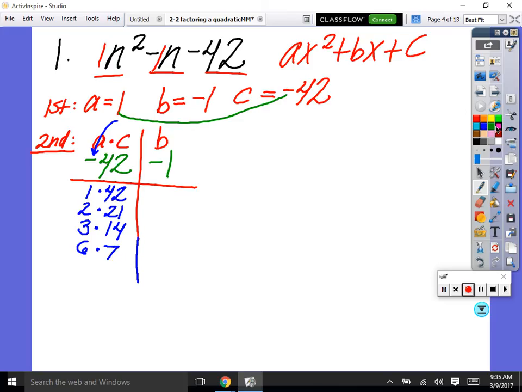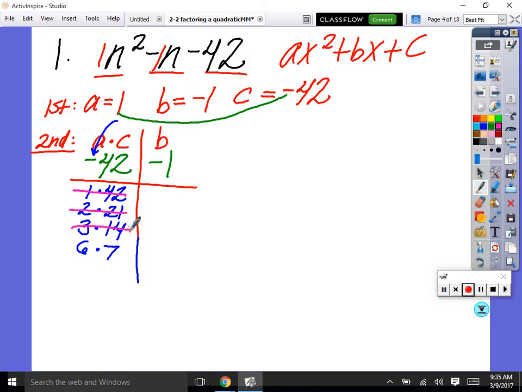Now we're going to look and choose the factors that could possibly add up to be negative 1. Could 1 and 42, if we ever added those up, ever add up to be 1? No. If we subtracted 1, wouldn't that be 41, guys? Yeah. So it's not those. 2 and 21, could those ever possibly add up to be a 1? No. So it's not those. 3 and 14. No, if we take 14 and subtract 3, it's not 1. So it's not those.